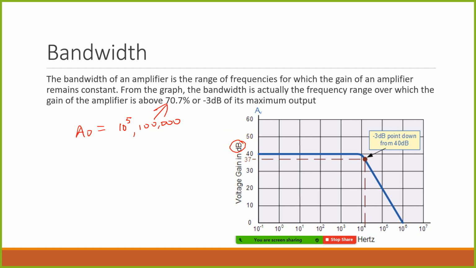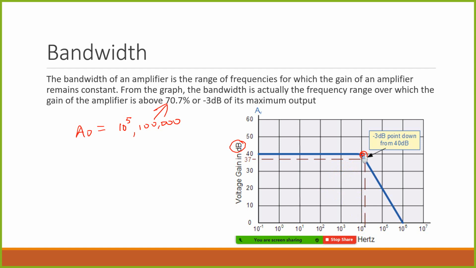So let's go back here now. In order for us to calculate our bandwidth, remember we said that the bandwidth is basically a range of frequencies for which the gain of the amplifier remains constant. If I want to find the bandwidth, there is a special thing that we have to take into account. To be accurate about the bandwidth, I have to subtract 3 from my gain, and whatever value that corresponds to in regards to my gain and the corresponding frequency, that will determine what my bandwidth is going to be.